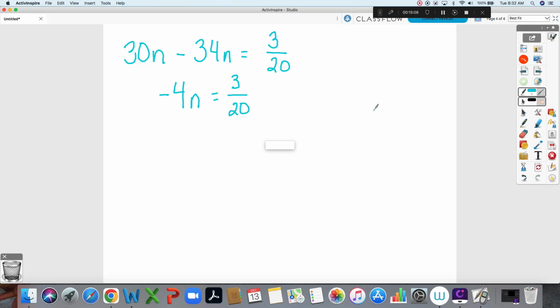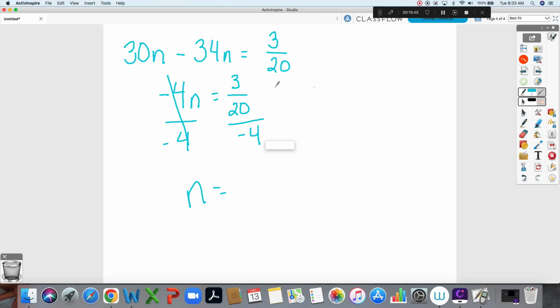So now I have a negative 4n equals 3/20ths. What is going on in this problem with my variable? Multiplication. So how do I solve for my variable? Divide. If I divide this side by a negative 4, then I also have to divide this side by a negative 4, and it turns into one of those complex fractions we talked about earlier last week. These cancel out and leave me with an n.